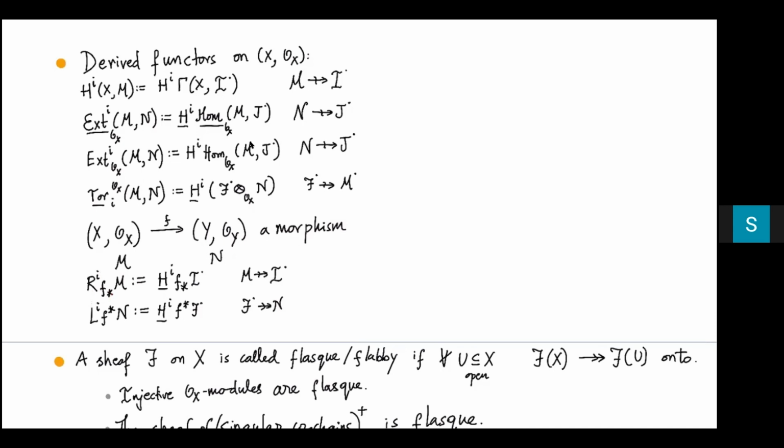So you take its right derived functors. This is R^i f lower star, and by definition, this is H^i of f lower star of the injective resolution of M. Similarly for N, you have f upper star of the flat resolution of N. So you have to take a flat resolution and then do it.